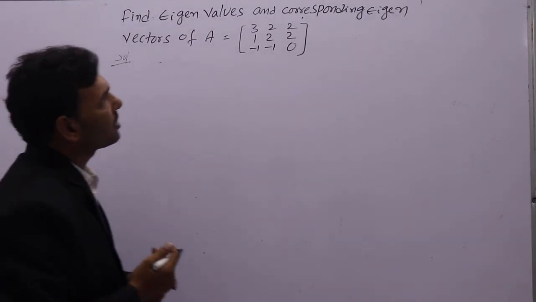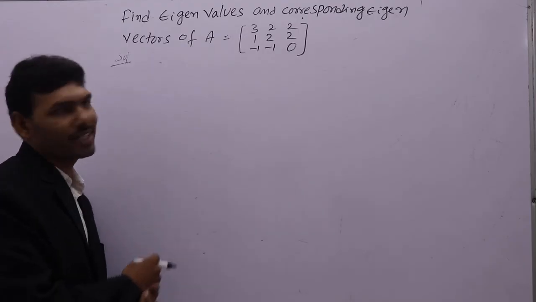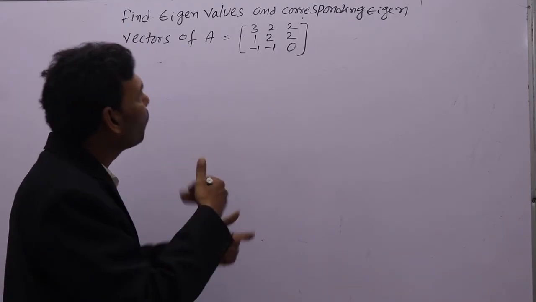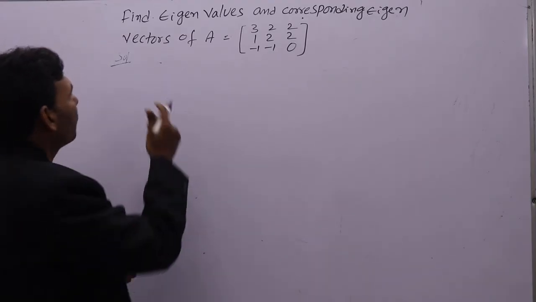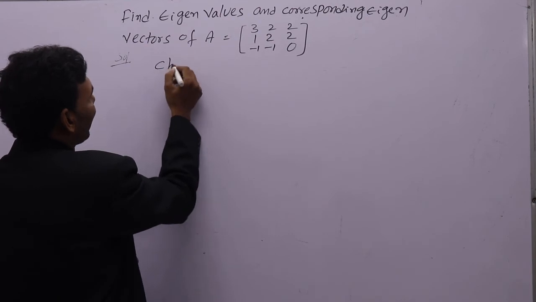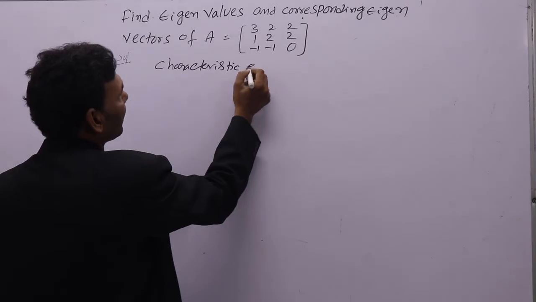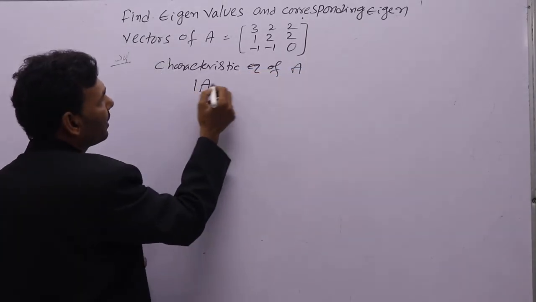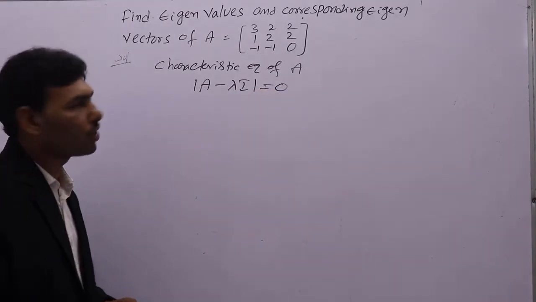Next problem, same on eigenvalues and eigenvectors, but this is a little bit different. That's why we are discussing. In the previous case, we discussed distinct eigenvalues. Now we are going to discuss how to find eigenvectors for repeated eigenvalues. For that, as usual, write the characteristic equation of A, which is det(A minus lambda I) equal to 0.